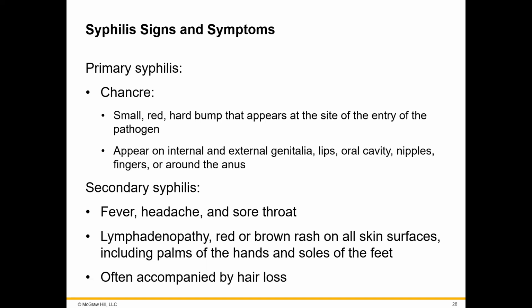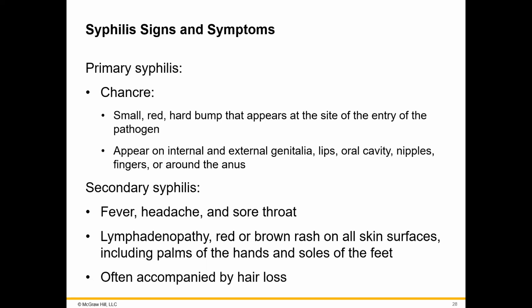But with primary syphilis, we have what is called a chancre. That is how it is pronounced. A chancre, which is a small red hard bump that appears at the site of entry where the pathogen got in. And so this is usually a painless bump, but it is something that you can see on the genitals, the lips, the oral cavity, nipples, fingers, around the anus, wherever the bacteria got in, there will be this chancre.